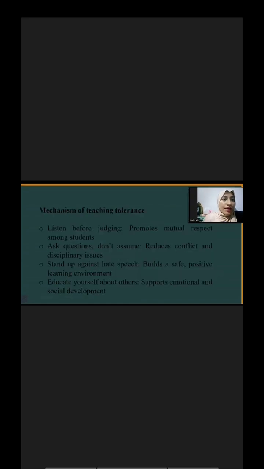And there is a mechanism of teaching tolerance. There are four of them. First, listen before judging. It means promote mutual respect among students. Second, ask questions, don't assume. It means reduce conflict and disciplinary issues.